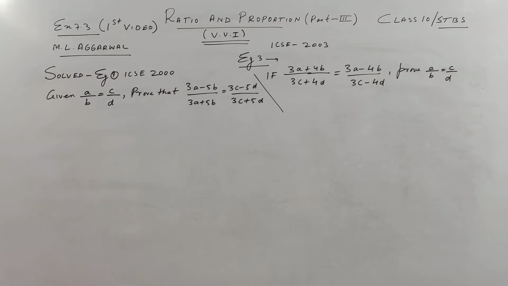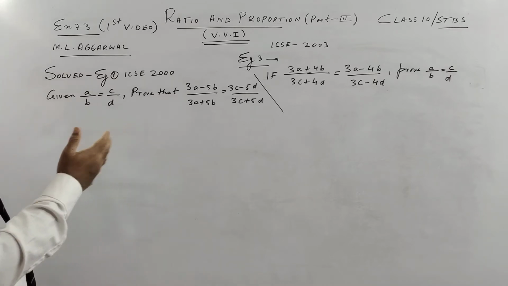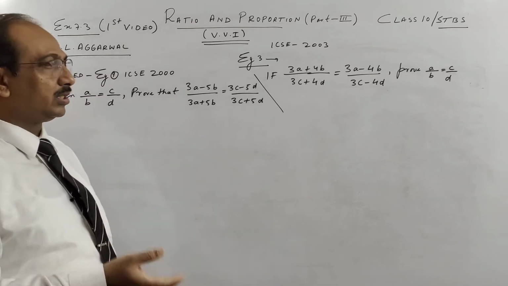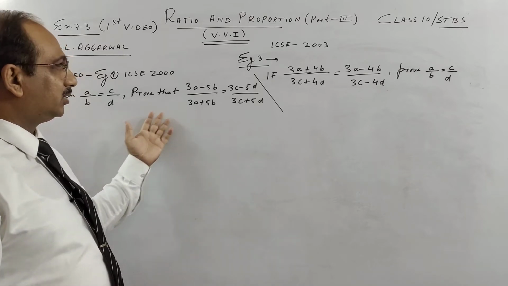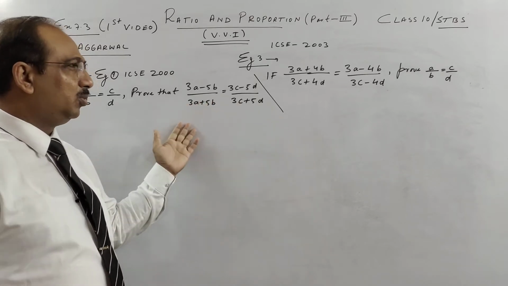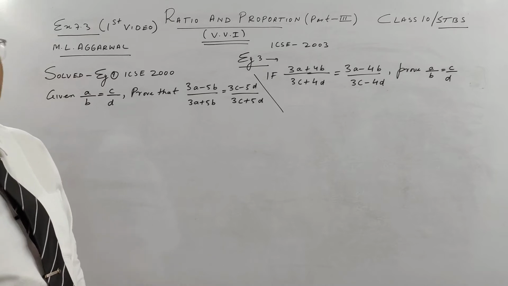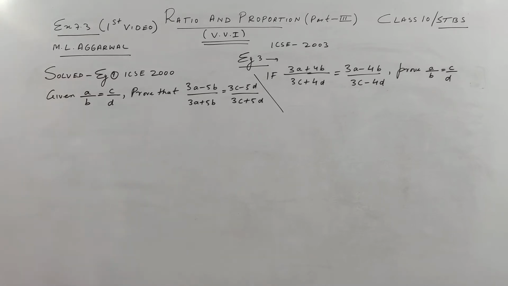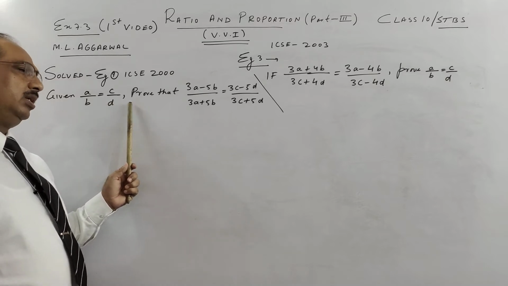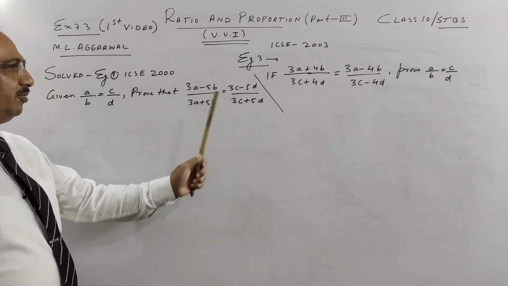So here I take two solved examples. Generally I don't do solved examples, but sometimes when the question is nice, I do, and then I'll try to do 2-3 unsolved examples based on this. So see what this question says: a by b is equal to c by d. This is given, and we have to prove this.